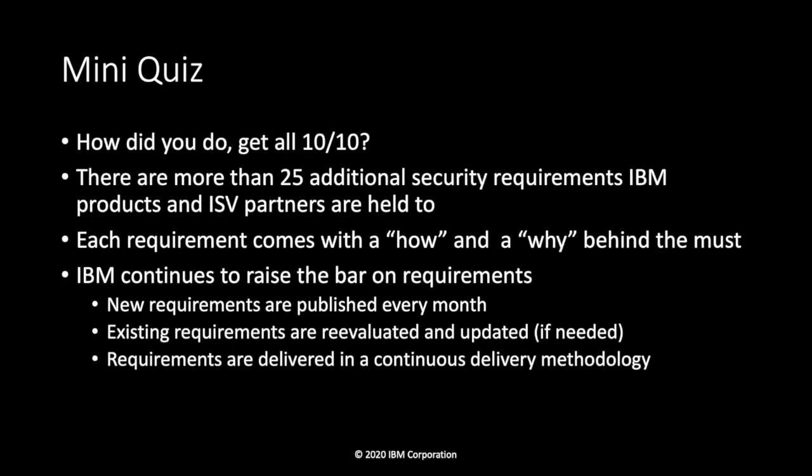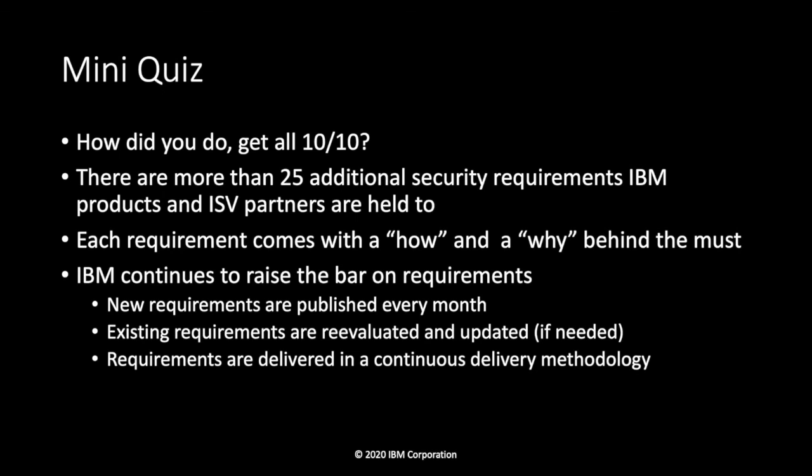That was 10 different requirements, and I want to call out that there's more than 25 additional security requirements that IBM container software products and ISV partners have to go through in order to get their certification granted. And each requirement comes with a how and a why. So each requirement tells a product team you must do this. However, we also provide product teams with the how do I do this and the why is it important. So that way we spread that knowledge across IBM and keep continuing to build on these common foundations.